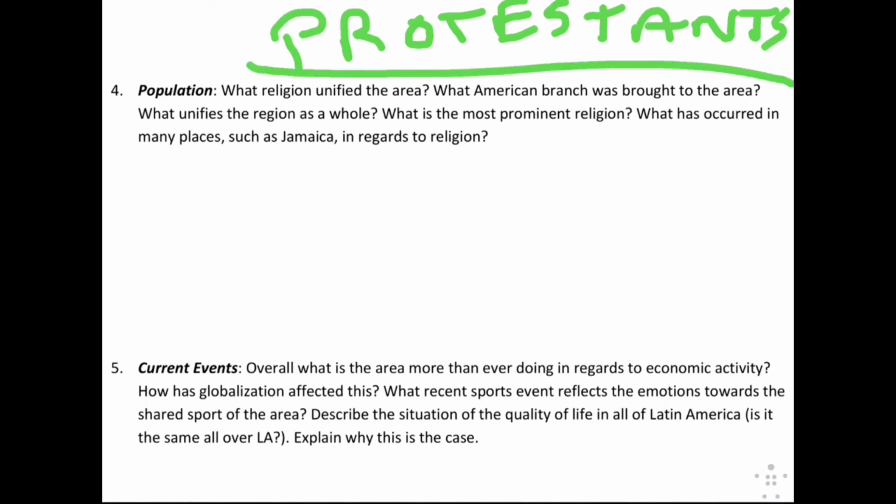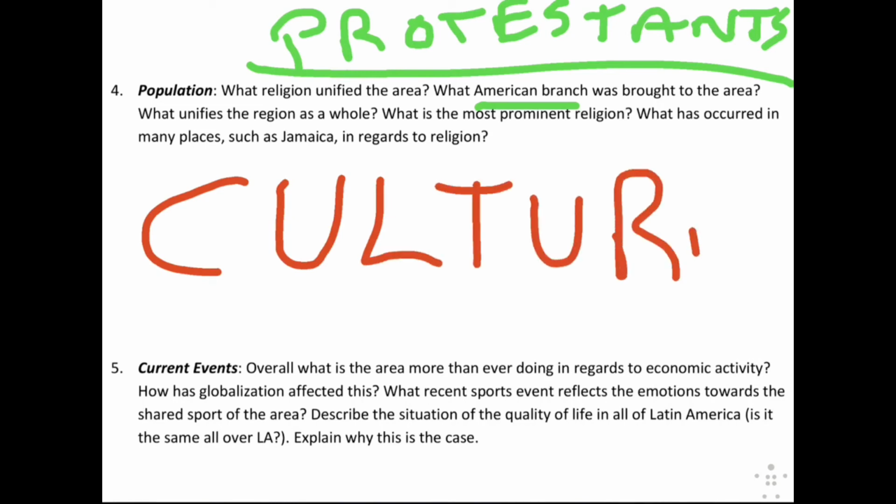And so the American branch that was brought to the area because of missionaries was Protestantism. Now, the next question says, what unites the region as a whole? Well, there's a lot of things, but it all goes down to their culture.